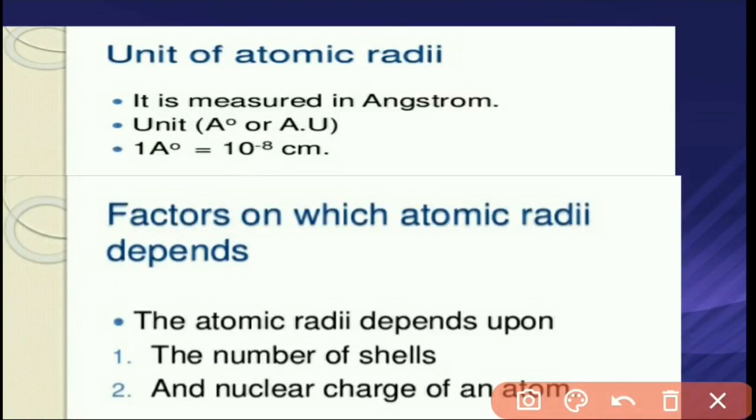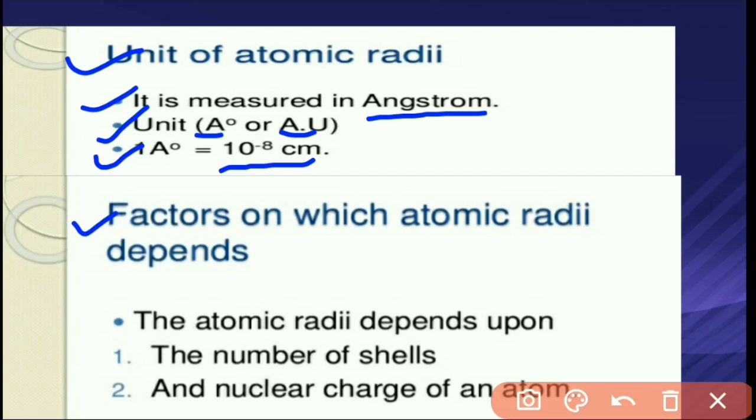Unit of atomic radii. It is measured in angstrom, and the unit is denoted by A naught or Å. 1 angstrom is equal to 10 to the power minus 8 centimeter.